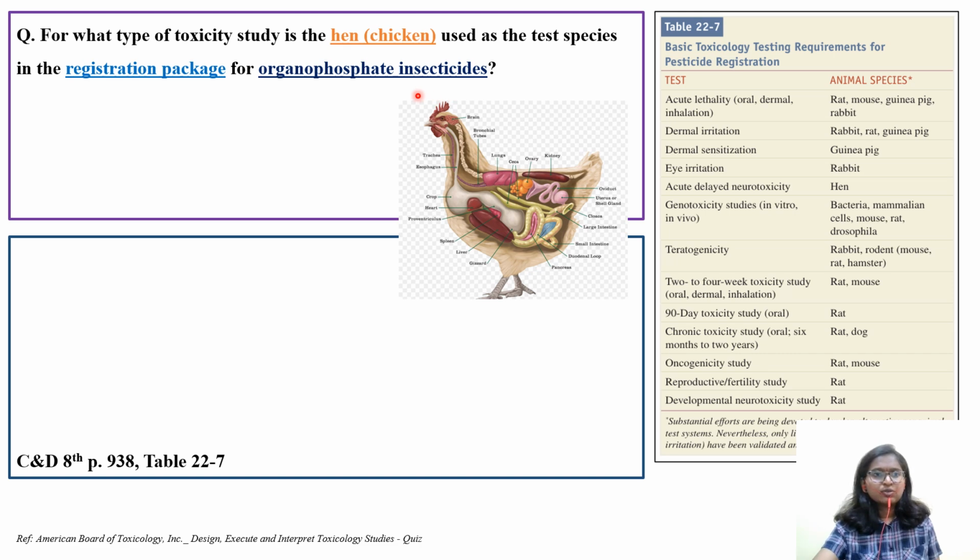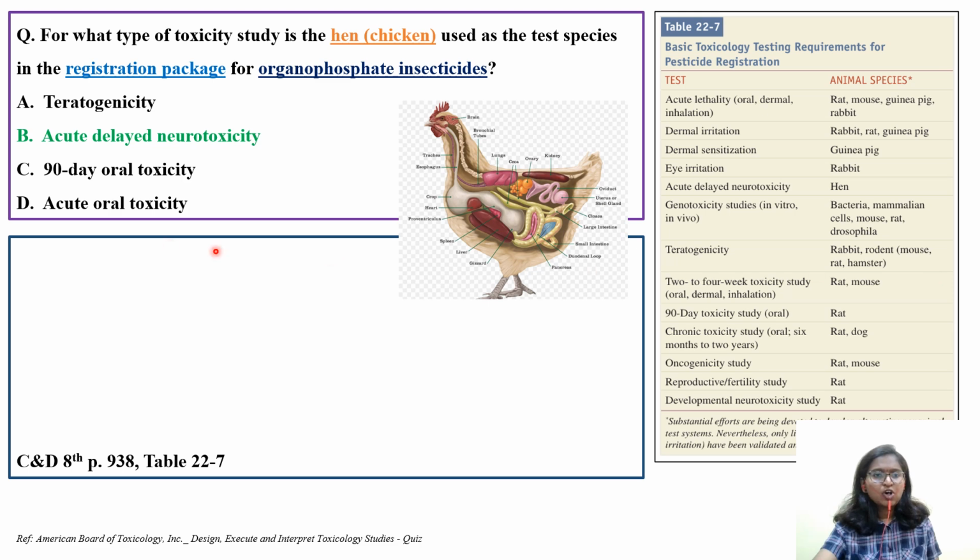Okay, so the important thing to understand from this question is that we have to identify the test species which is used for the purpose of registration package for organophosphate insecticides. So let's see what the options are. Option A, teratogenicity. Option B, acute delayed neurotoxicity. Option C is 90-day oral toxicity. Option D is acute oral toxicity. So the right answer is option B.